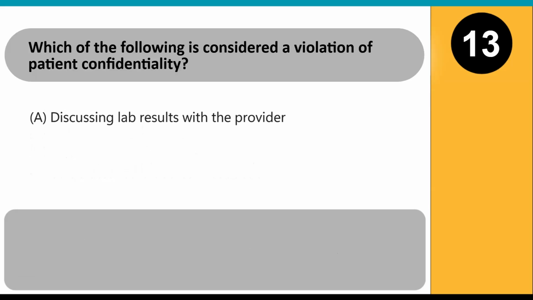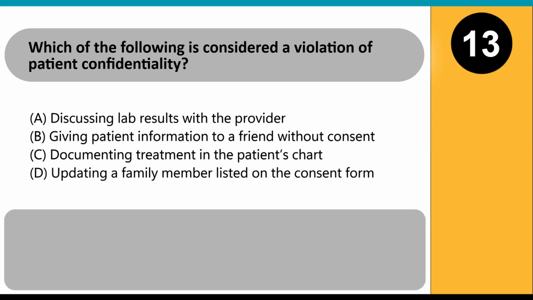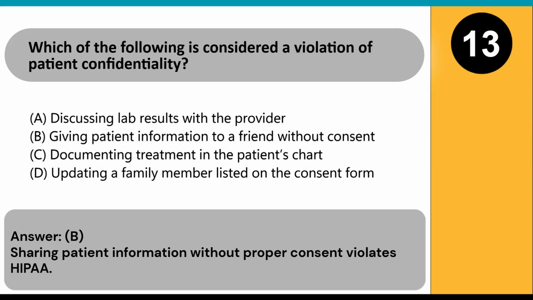Which of the following is considered a violation of patient confidentiality? A. Discussing lab results with the provider. B. Giving patient information to a friend without consent. C. Documenting treatment in the patient's chart. D. Updating a family member listed on the consent form. Answer: B. Sharing patient information without proper consent violates HIPAA.